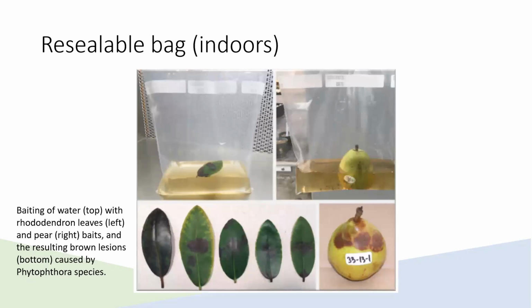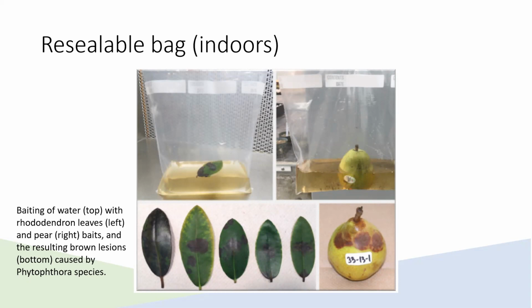Let me see. This is how we do a baiting. So this is for a water sample. We put it in the receivable bag, and we put the bait on the surface of the water. We can use a leaf, or also a fruit like a pear.